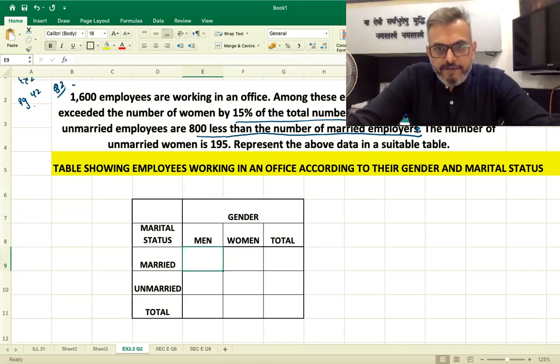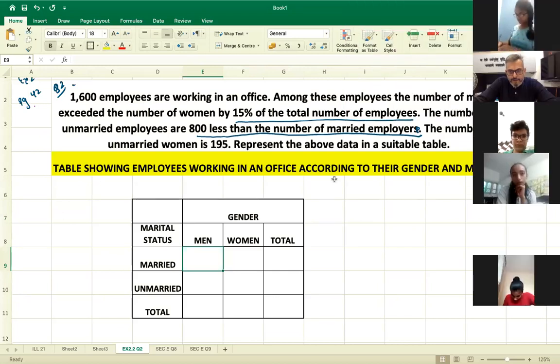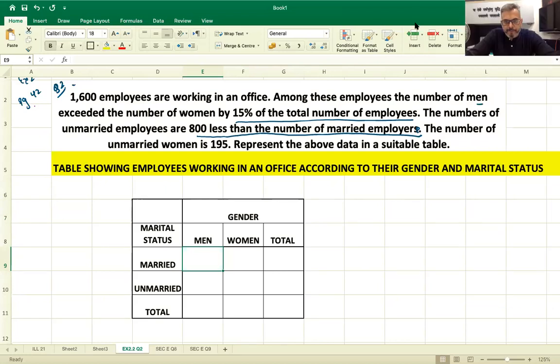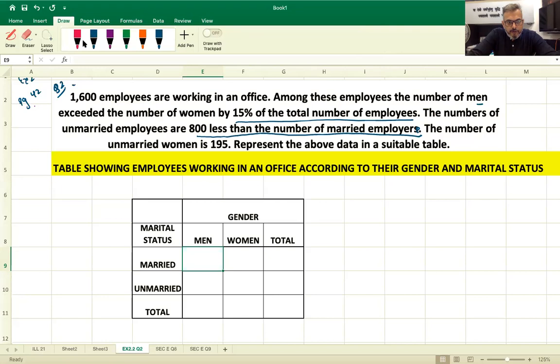Okay, now let's start the sum. If you're ready with the format, are you all ready? Now be careful, it's a bit tricky sum. There are some calculations involved over here. Now, 1600 employees are working in an office. So we already have the information for 1600 employees. So in the total, we write 1600.